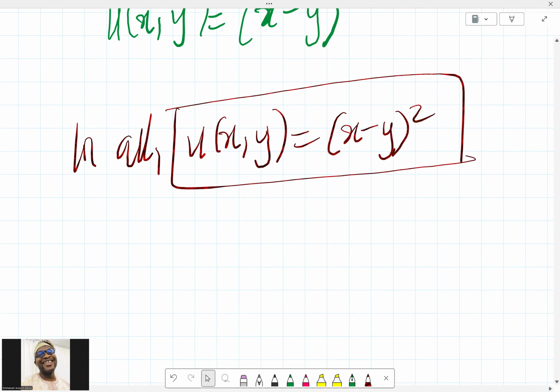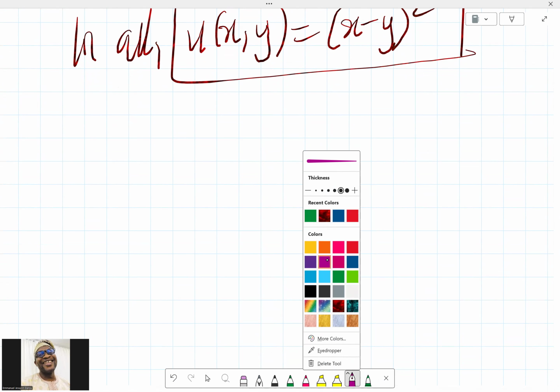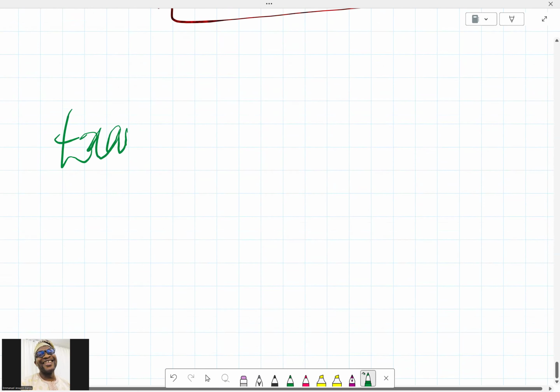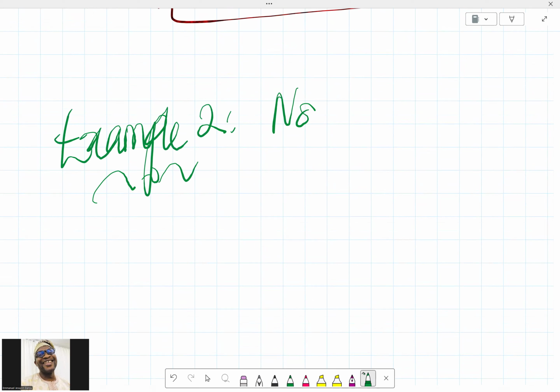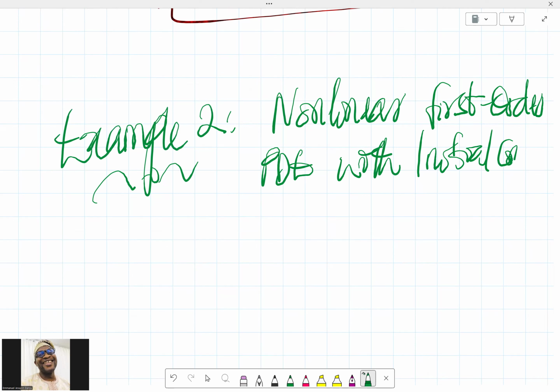Okay, so let's take a second example. Now I move over to green here, and then let's go for this. Okay, now example 2. Example 2. So in this case, we're now taking a nonlinear first order PDE with initial condition.